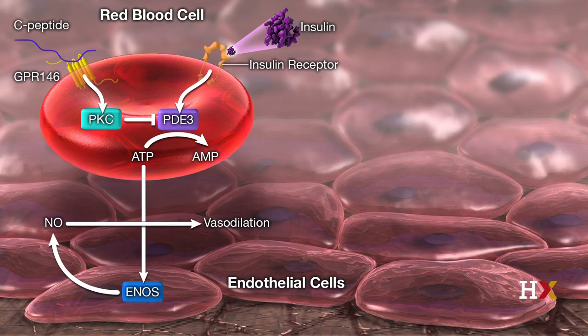The binding of insulin to its receptor on red blood cells activates PDE3, while the binding of the C-peptide to its red blood cell receptor inhibits PDE3. Therefore, together, insulin and the C-peptide adjust the amount of ATP released by red blood cells and control the release of nitric oxide and vasodilation.